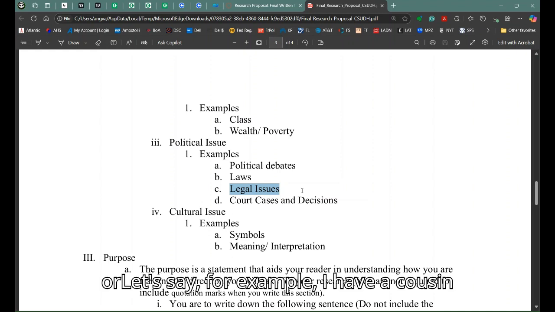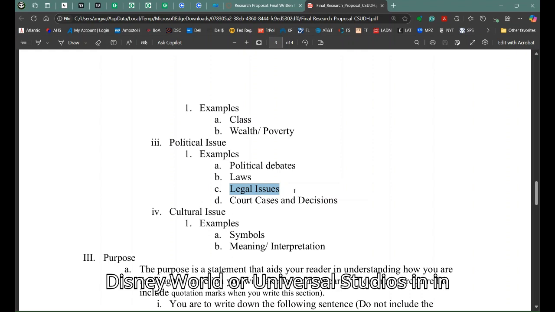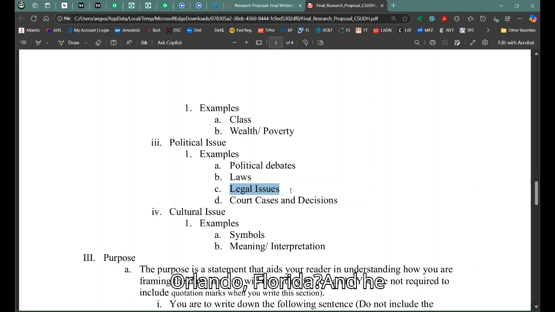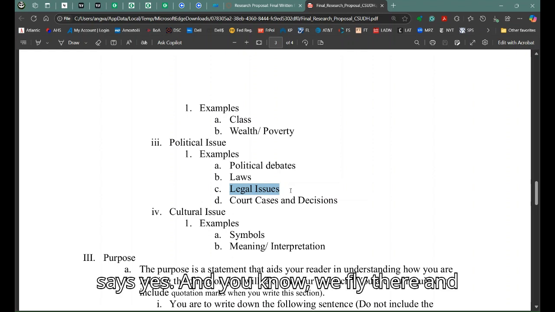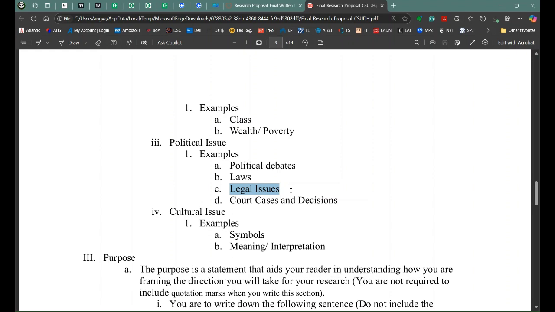Or let's say, for example, I have a cousin who's an undocumented immigrant, and I ask him, "Hey, do you want to take a trip with me to Florida so we can go to Disney World or Universal Studios in Orlando, Florida?" And he says yes, and we fly there, and then we're driving, and I get pulled over by a state trooper in Florida. Despite him being my family member, his undocumented status becomes his dominant status. So I could be arrested for human trafficking, even though I'm just driving my cousin with me to go visit Universal Studios or Disney World.